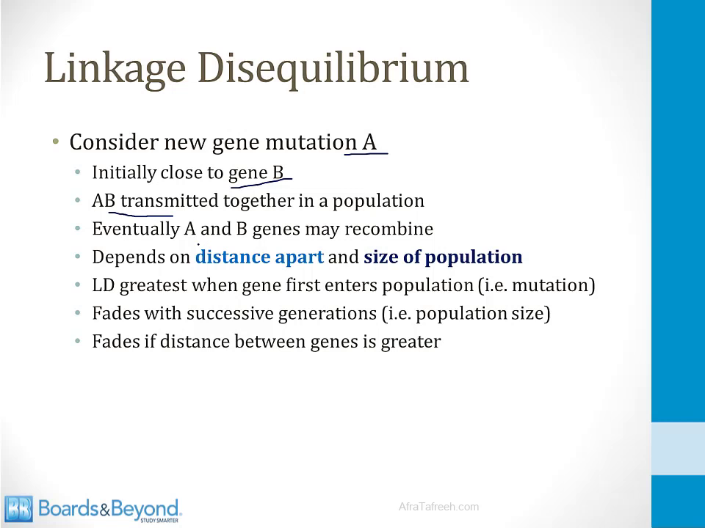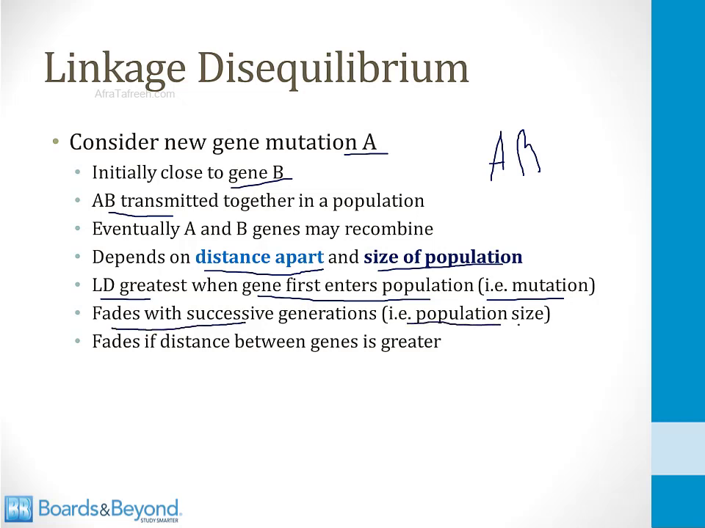The likelihood of these two genes separating depends on their distance apart from one another and the size of the population. In other words, how many generations have had the opportunity to split A and B from one another. The degree of linkage disequilibrium will be greatest when a gene first enters a population, in other words, when the mutation first occurs. In that situation, A and B are going to be right next to each other, and you're not going to find them separated from one another on many occasions. With successive generations, the degree of linkage disequilibrium will fade.